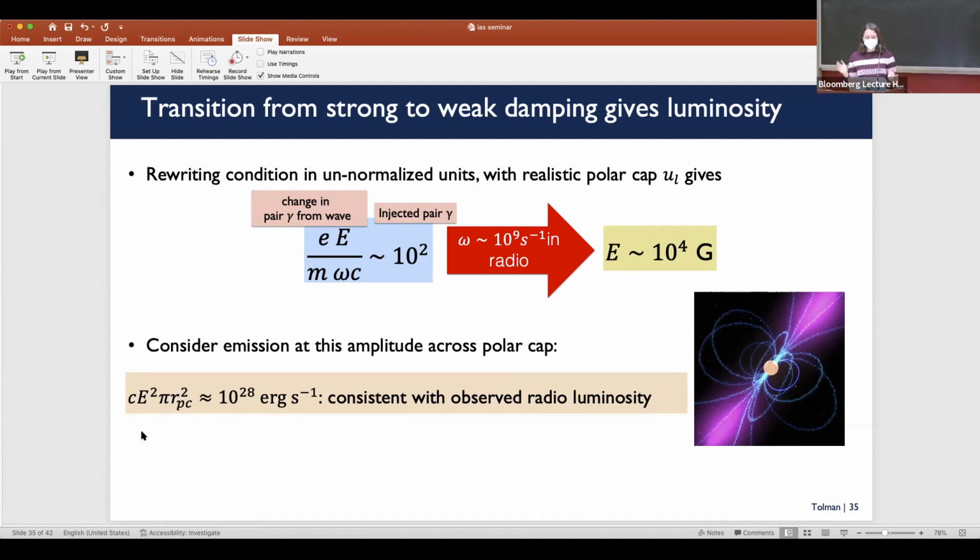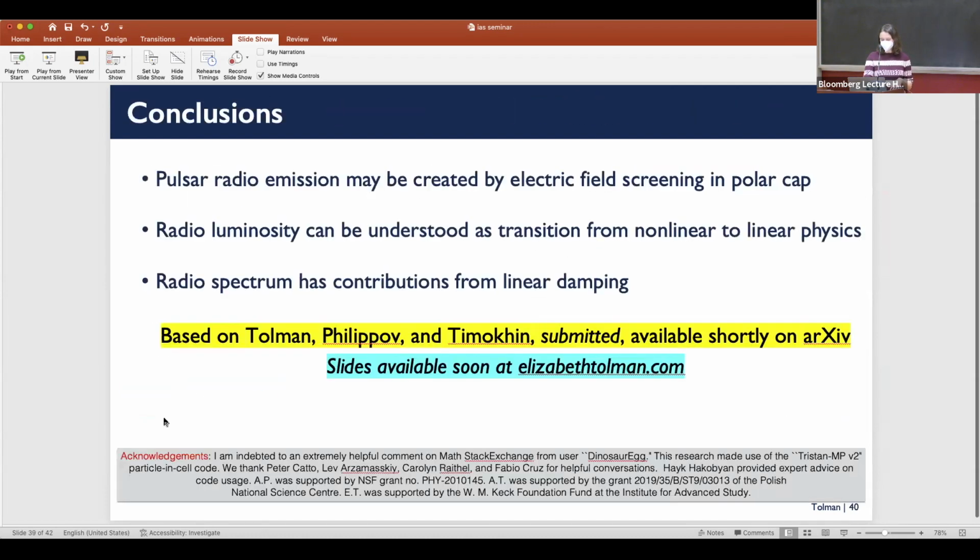You can work out specifically the form of these dependencies. So for instance, one thing you could do is check whether the weak dependence on polar cap radius that you predict from this expression matches what you actually observe. If you had some way of working out what the injected pair Lorentz factor is, you could also check that. I'm not sure if observationalists are able to determine what that is.